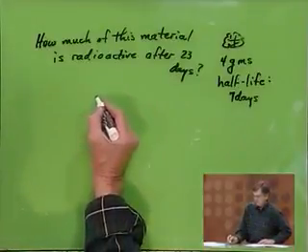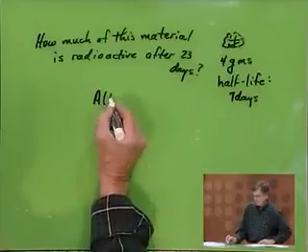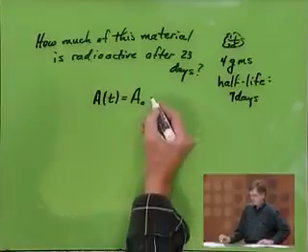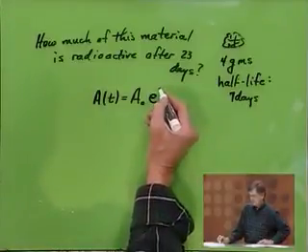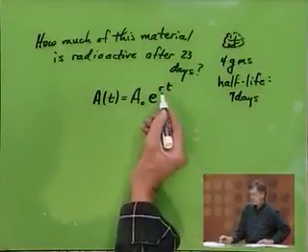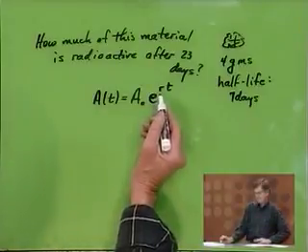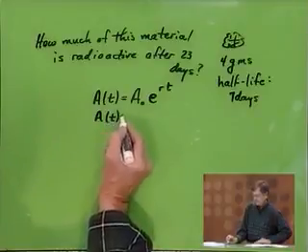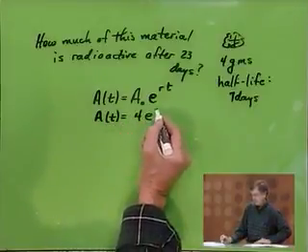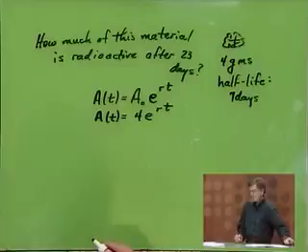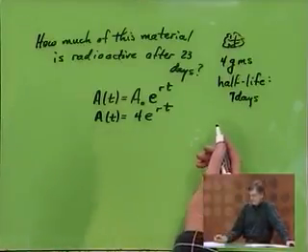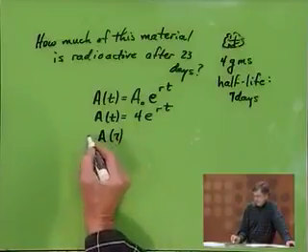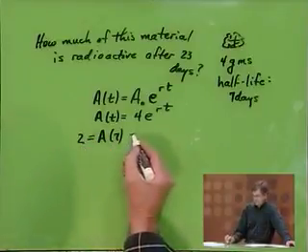Okay, so our formula is this. The amount of radioactive material at time t is equal to the initial amount times e to the rt power, where r is the rate of radioactive decay. The initial amount is 4, so A of t is equal to 4 e to the rt. And I know that the half-life is 7 days, so after 7 days, A of 7 will be 2.